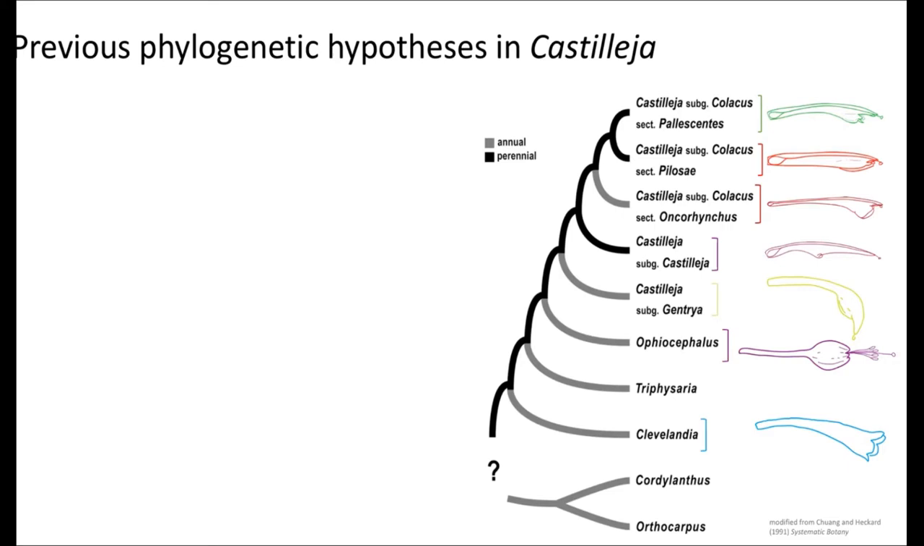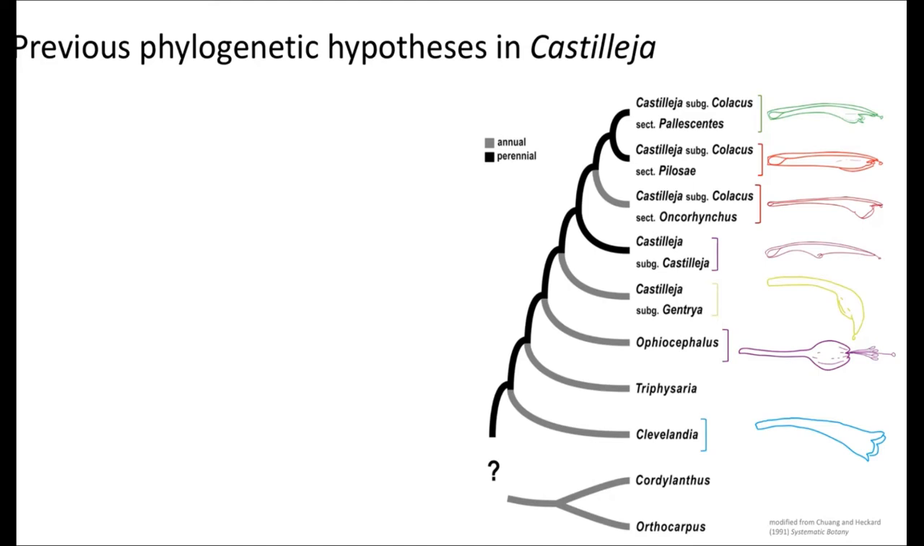So Clevelandia and Ophiocephalus were so distinct from the rest of the morphogroups that Chuang and Heckard definitely considered them to be different genera. But Gentrya, that greeny yellow colored one, despite its really curved over beak, they suspected that it was part of the genus Castilleja. And then what they called the subgenus Castilleja was composed of the top four morphotypes. They really suspected that each of these were independent lineages. And they also hypothesized that the entirely annual group, the group Colacus, was derived from a perennial background.